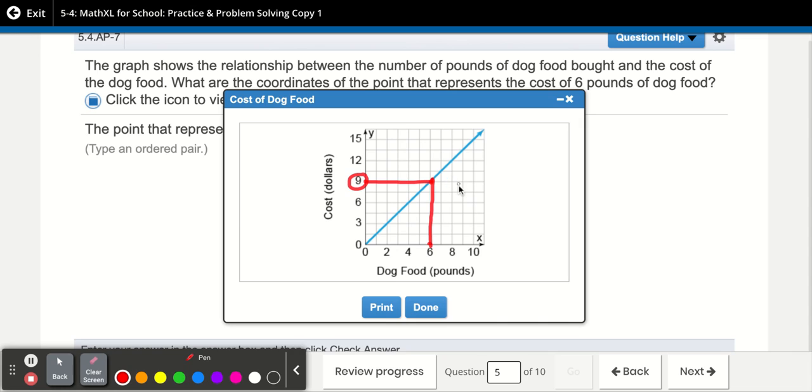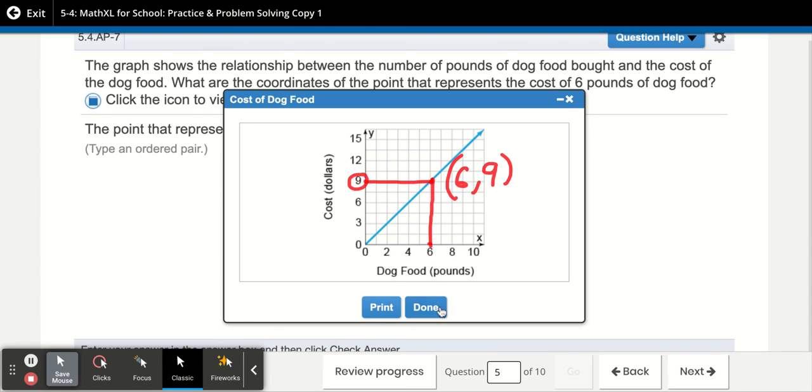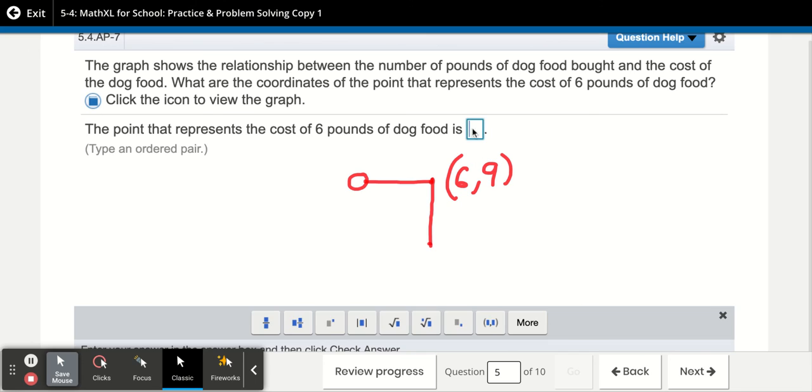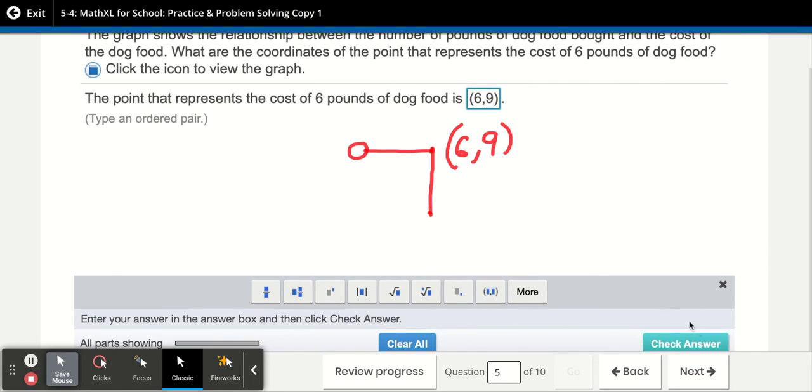That's 9. So this point, remember, we want an ordered pair. Not that it's going to cost $9. That's great that we know it's going to cost $9, but we want the ordered pair 6, 9. Okay, so we're going to say we got that. We're done. Kept our writing, which is good for us. Get our parentheses for our ordered pair. There's 6. And then 9. And we hit, where's our check answer button?